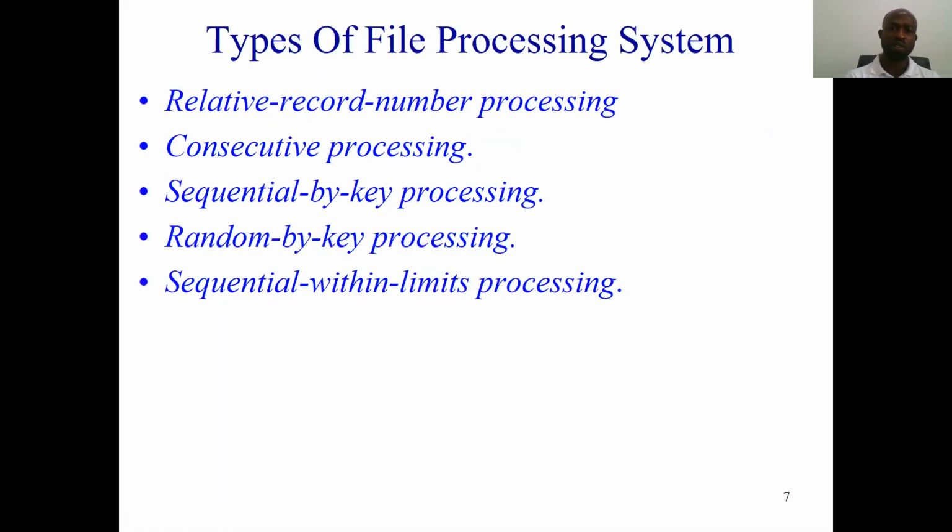Let's look at some of the types of file processing system. The first one is relative record number processing. The second one is consecutive processing. The third one is sequential by key processing. The fourth, random by key processing. And the last, but not the least, sequential within limit processing. So these are some of the types of the file processing system.